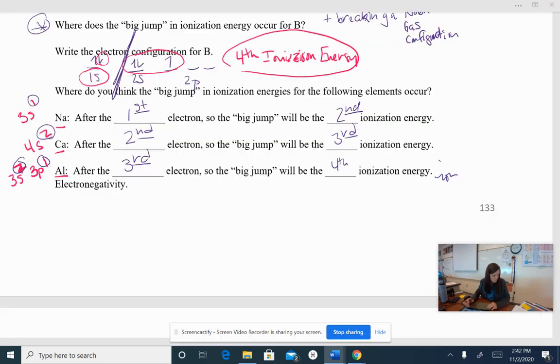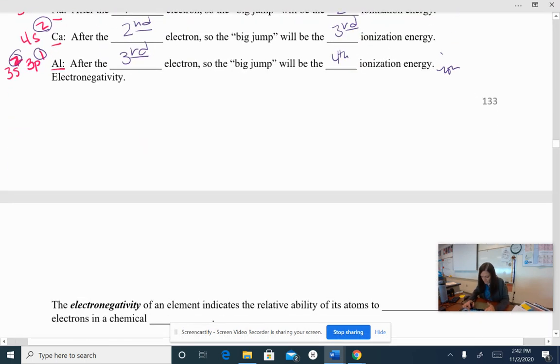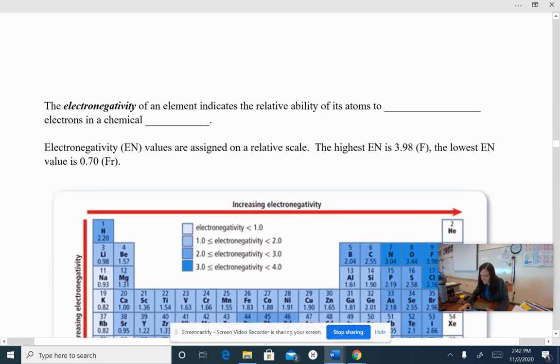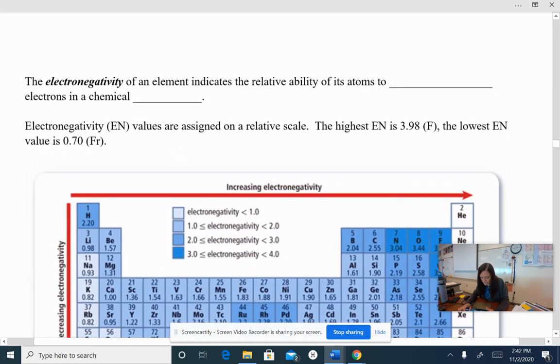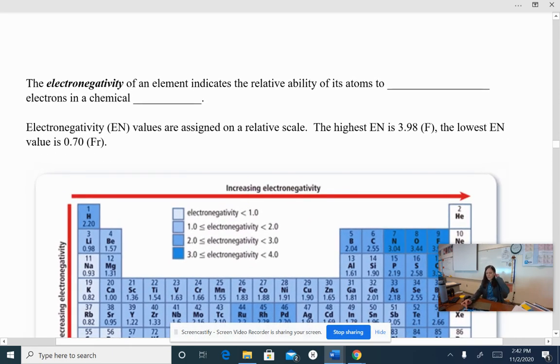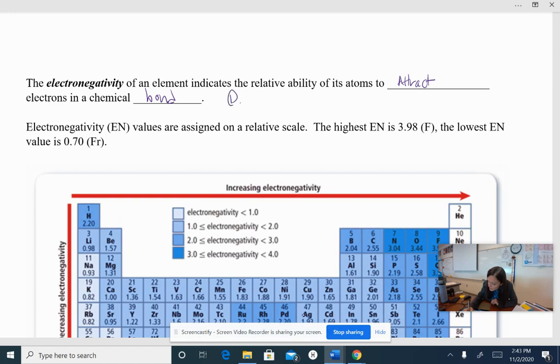So let's look at electronegativity. Electronegativity is a little bit different. It is the measurement, an indication of the relative ability of atoms to attract electrons in a chemical bond. So we need to first be bonded with another atom.